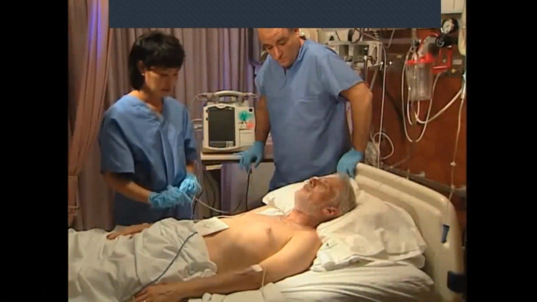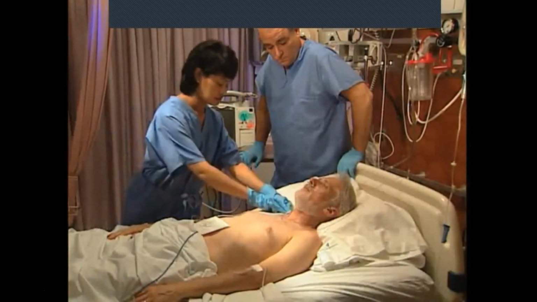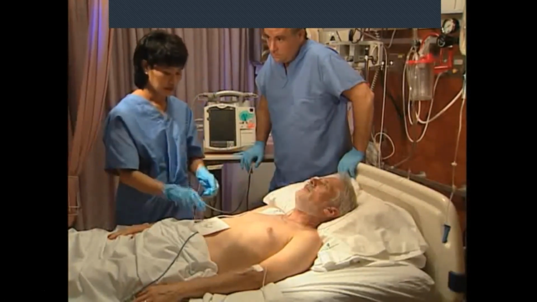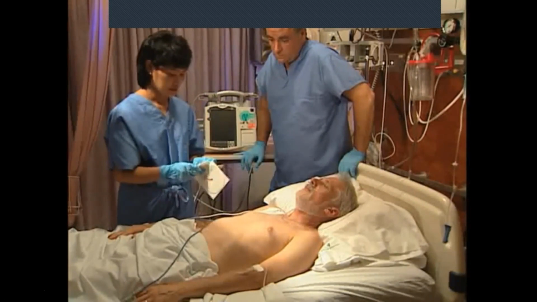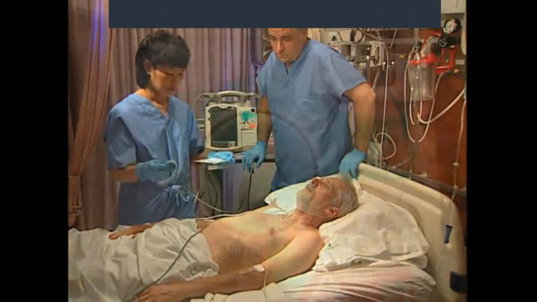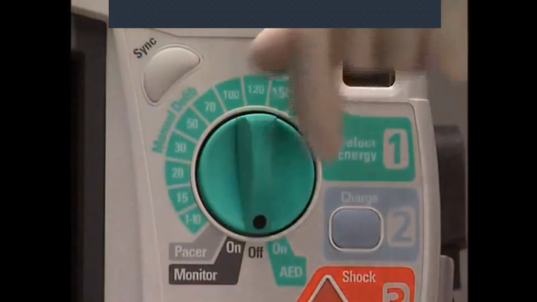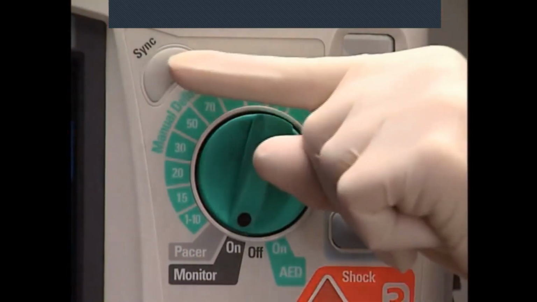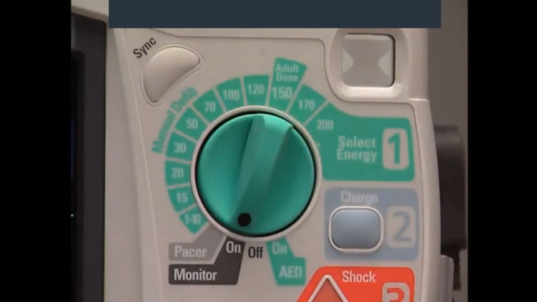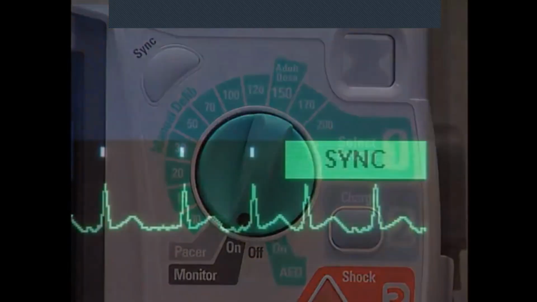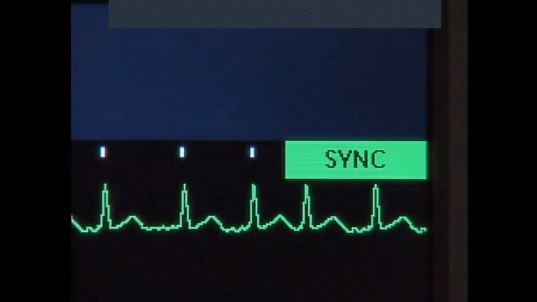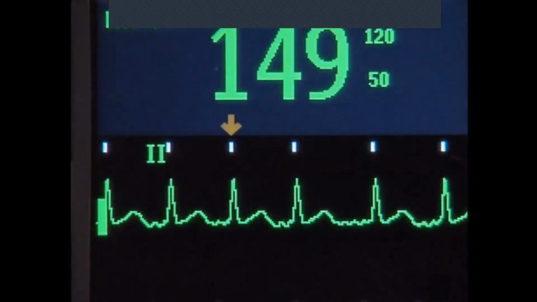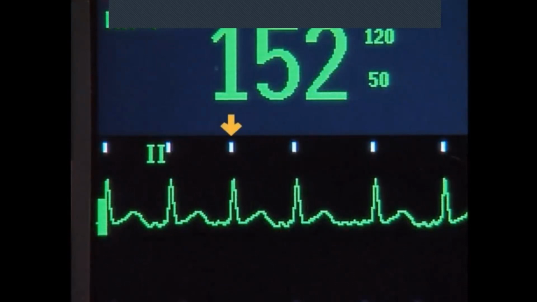In this case, we'll assume we have prepared for both monitoring and synchronized cardioversion using the multifunction electrode pads and have a clear signal and large QRS complex. With the therapy knob in the monitor position, press the sync button to activate the sync function. This message appears. Confirm that the sync marker appears with each R wave.